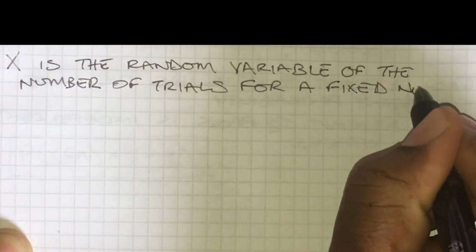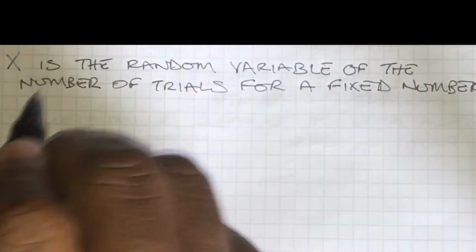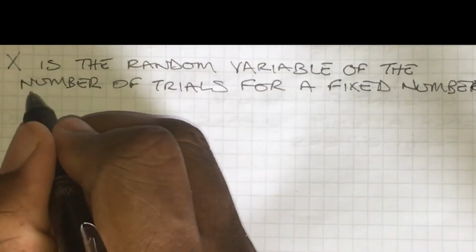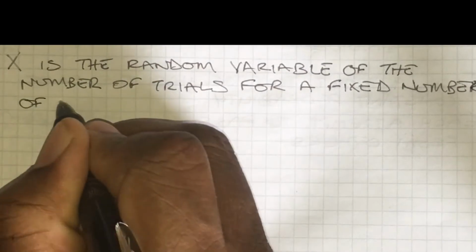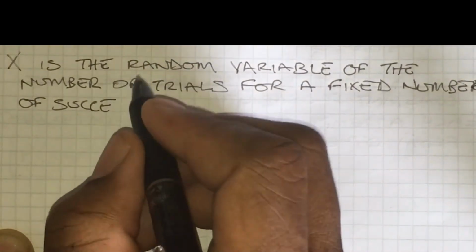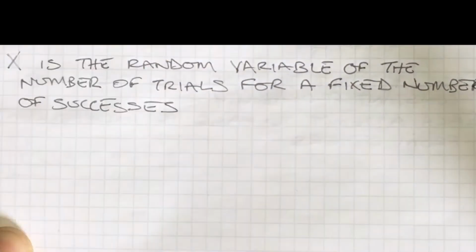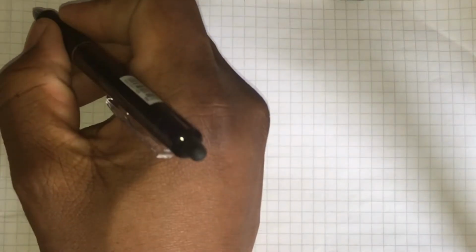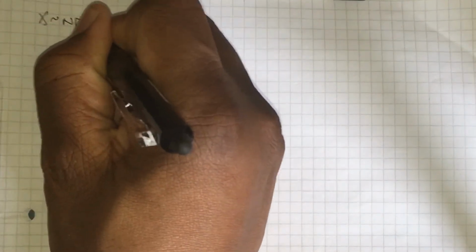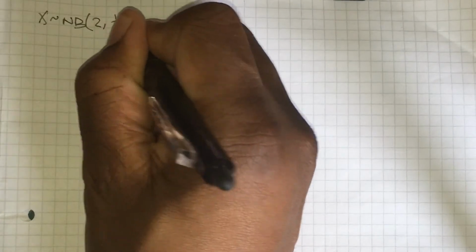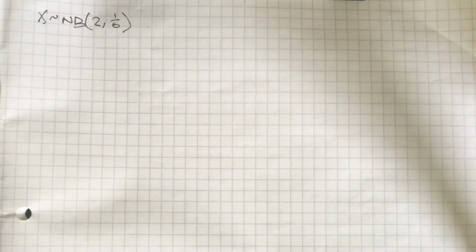So we can describe x as the random variable of the number of trials needed for a fixed number of successes. So for example, how many trials would I need to get 5 successes? And we can find the probability that it takes 10 attempts to get 5 successes, or 6 attempts to get 5 successes. Okay, let's look at the notation.